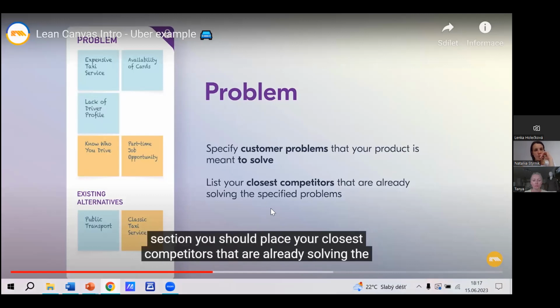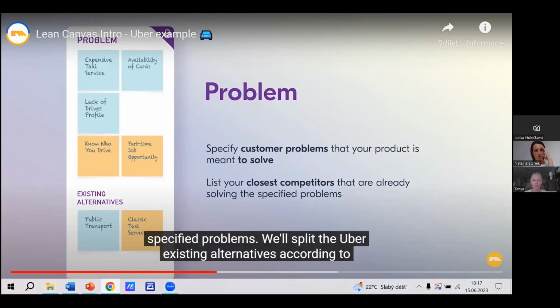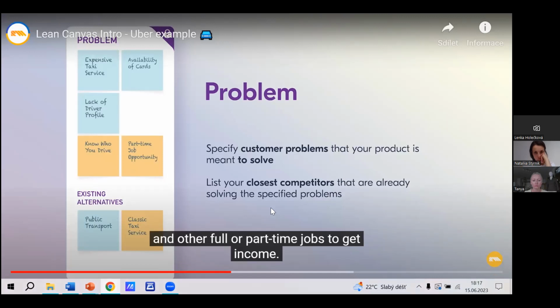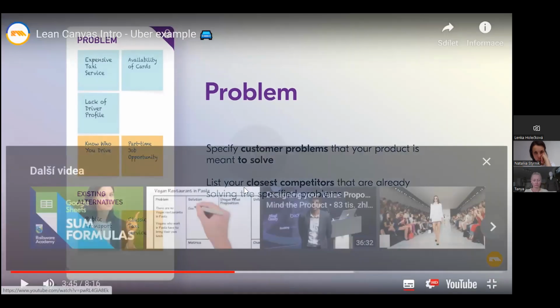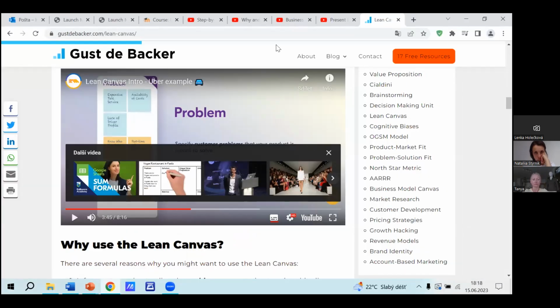In the existing alternatives section, you should place your closest competitors that are already solving the specified problems. We split the Uber existing alternatives according to different user segments. So passengers can opt for public transport, a taxi service, or ride with a friend. And drivers are limited to taxi service and other full or part-time jobs to get income. Well, it's enough for us because the problem is the most important part.